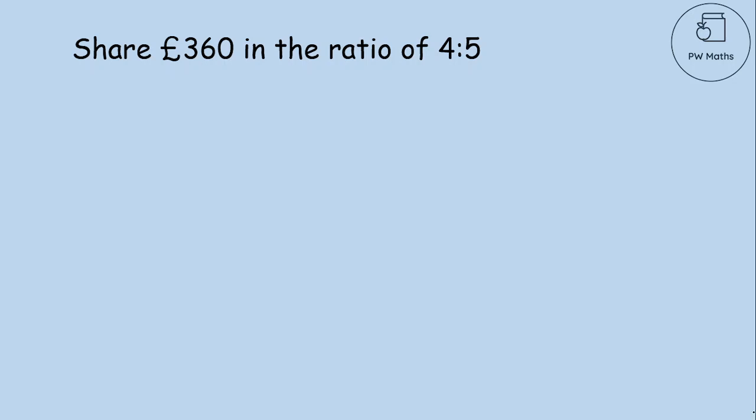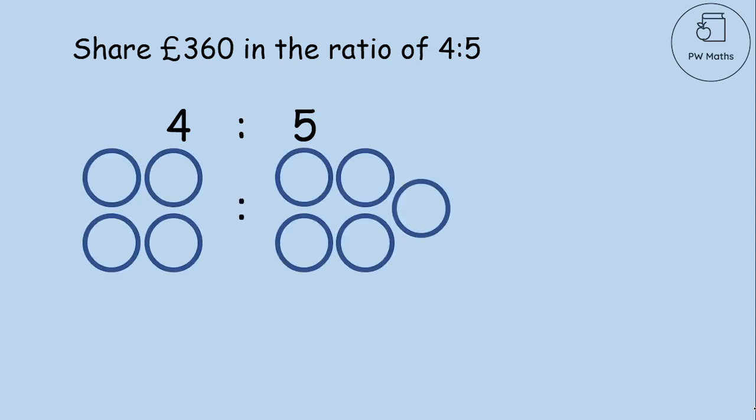Now the thing to note about ratio is that ratio compares parts to parts. So we need to say, well, how many parts does this ratio have in total? I like to use diagrams to help me with this. I can clearly see, counting the circles, that if I add those two together, I have got 4, add 5, for 9 parts in total.